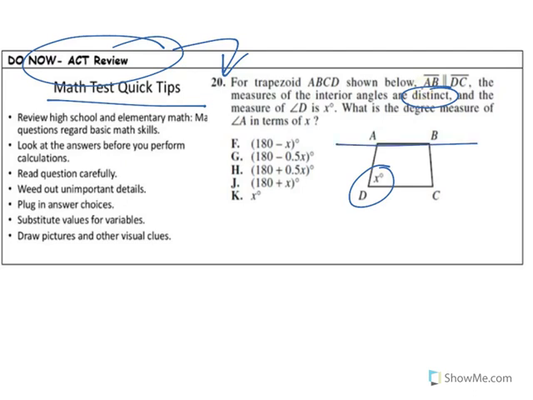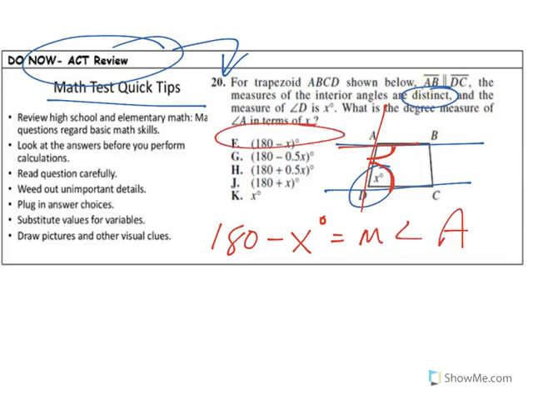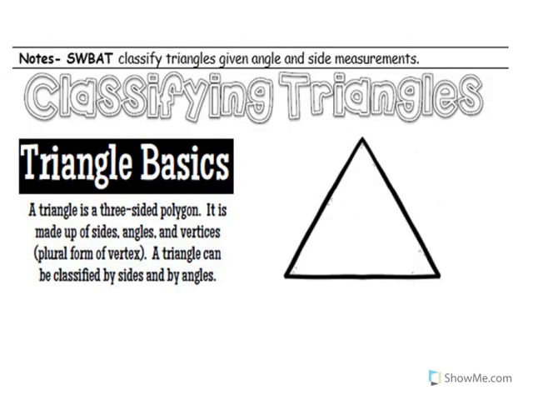Hopefully some of us were able to see that if I kept extending this, I would realize that this angle and this angle are same side interiors. Same side interiors are supplementary, right? That means they equal 180. So if I had x, for example, and I subtracted it from 180, I would get the measure of angle A. And A would be the answer. Okay, let's go ahead and move on to our lesson.